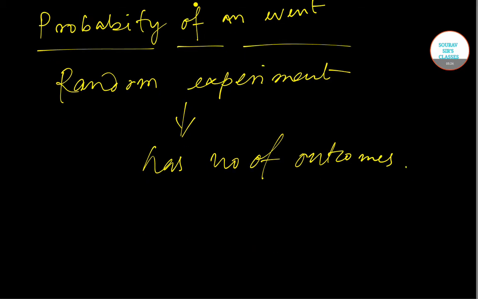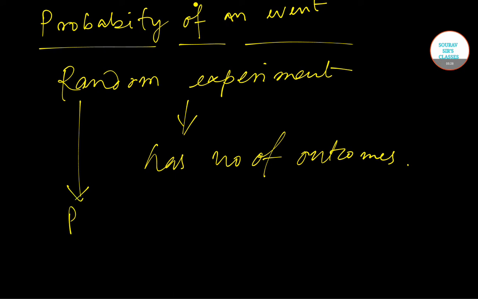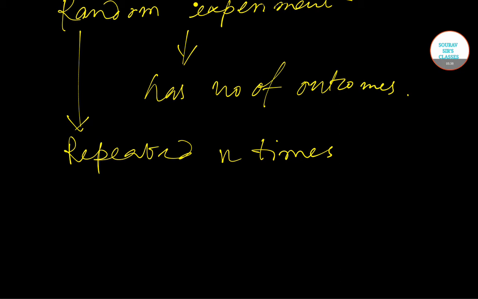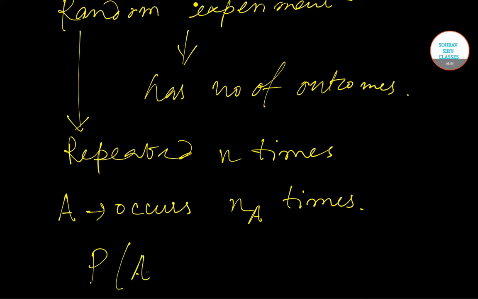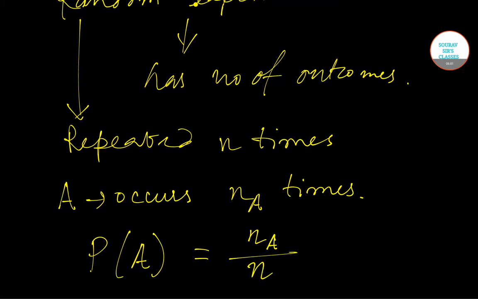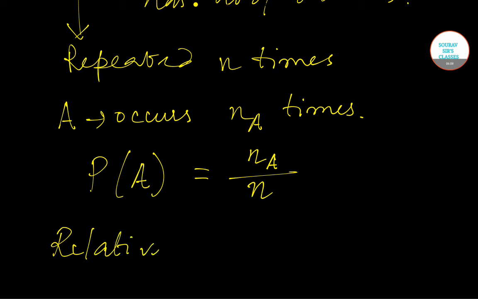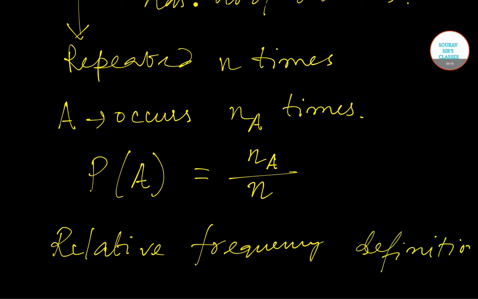Now, let us assume that this random experiment is repeated n times. And in that repetition of n times of that random experiment, the event A occurs n A times. So, how do we express the probability of the event A? The probability of the occurrence of event A is given by n A divided by n. So, this is the relative frequency definition of probability.